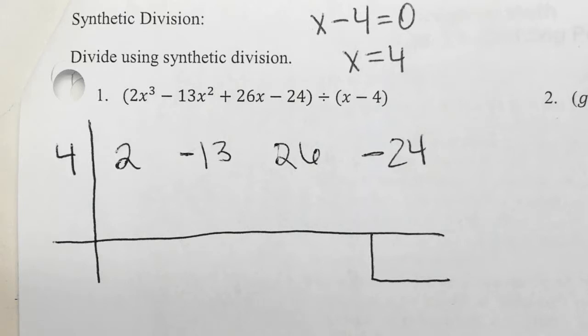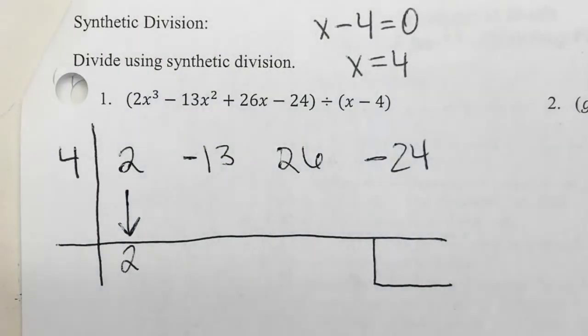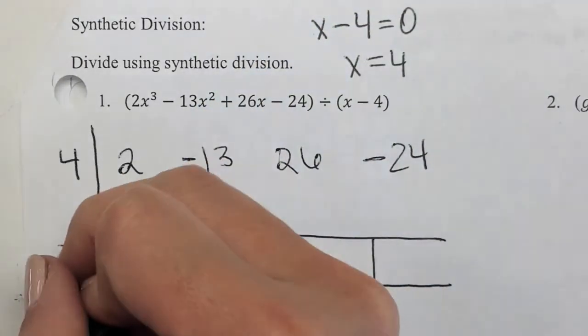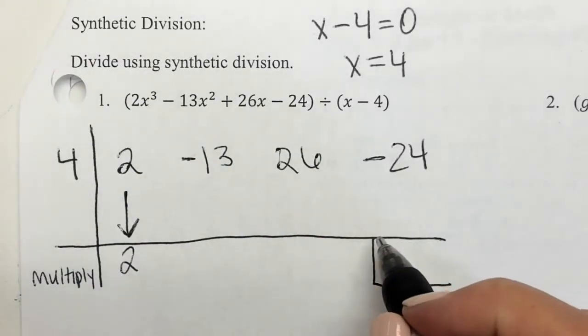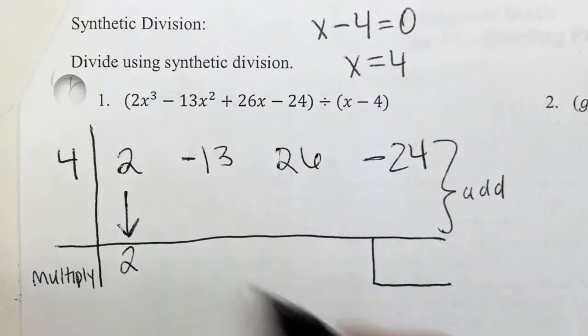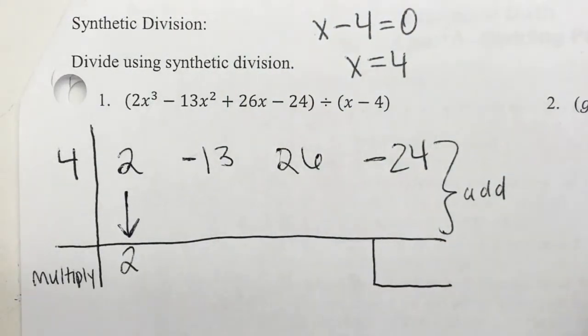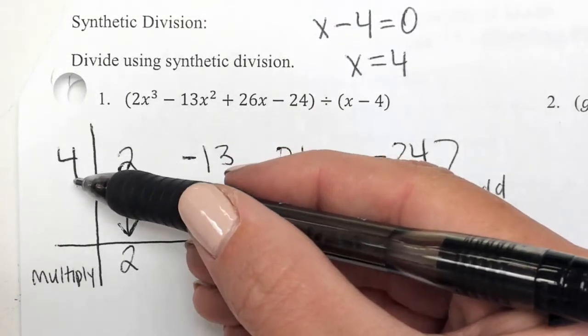Alright. Here's the pattern. First thing you're going to do is always bring down this 2, or whatever number's right here. You're going to bring it down. And you are going to multiply. I want you to write this underneath. Multiply everything that's underneath this bar. Everything above this bar you're going to add. Multiply below, add above. And what you're going to multiply it by is always going to be what's on the outside here.